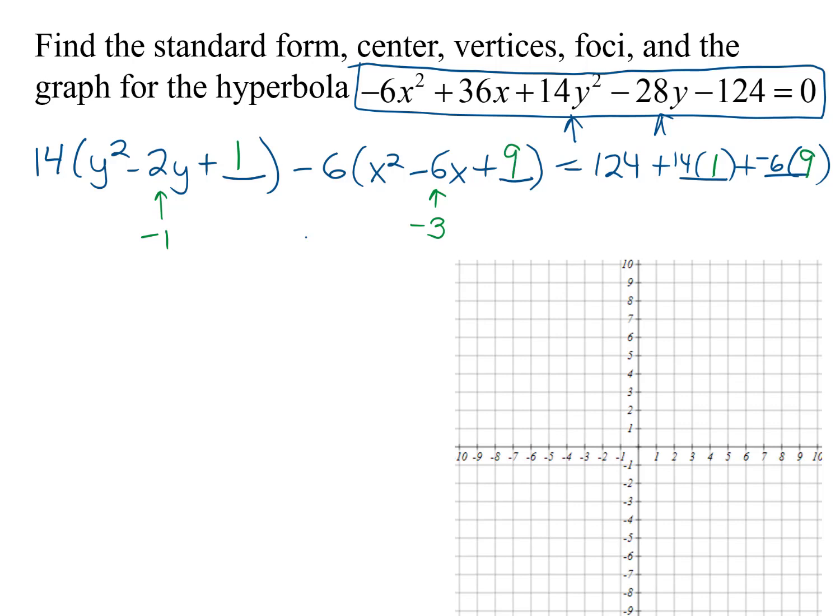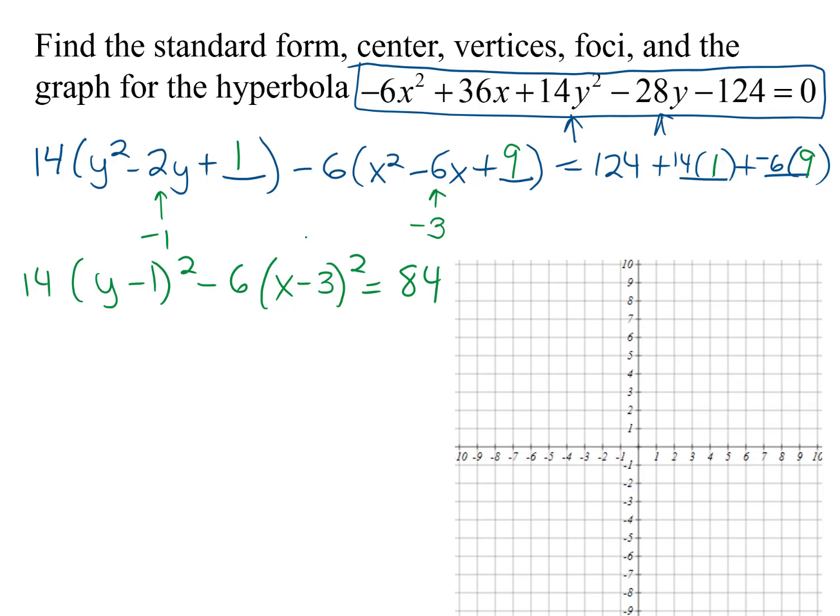Now these will both factor then as perfect squares. The first one will factor into y minus 1, the quantity squared. And then I have minus 6, and the next one will factor into x minus 3, the quantity squared. And that's going to equal, if we combine all of these things on the other side, it looks like we get 84.